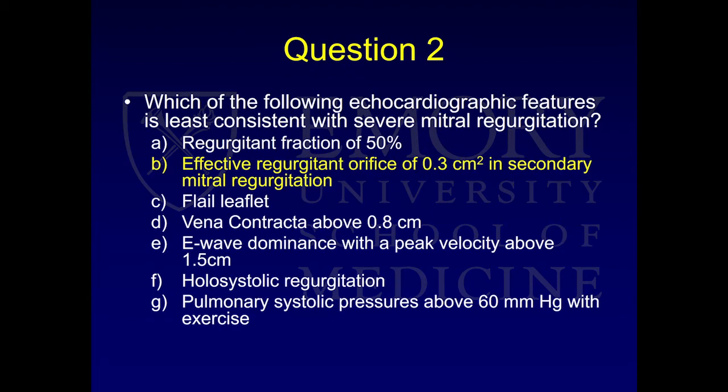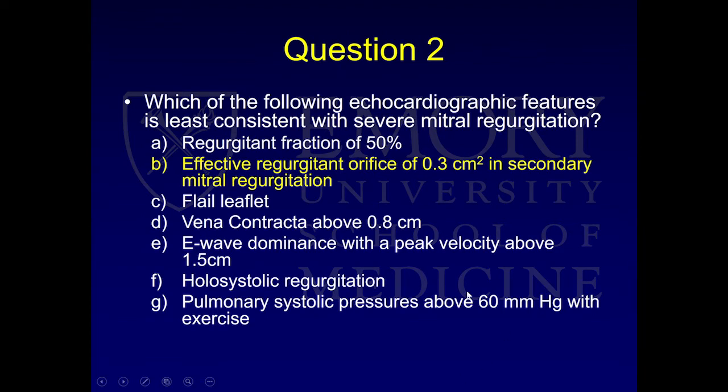Traditionally the regurgitant fraction is how we decide something is severe. So if the regurgitant fraction is 50%, that is severe MR. I don't see a lot of people always calculating that. There are a lot of technical issues about calculating that sometimes, but that is what we use. A flail leaflet is very specific for severe mitral regurgitation. So if you see a flail leaflet, it's almost always severe MR. A vena contracta above 0.7 is consistent with severe MR.